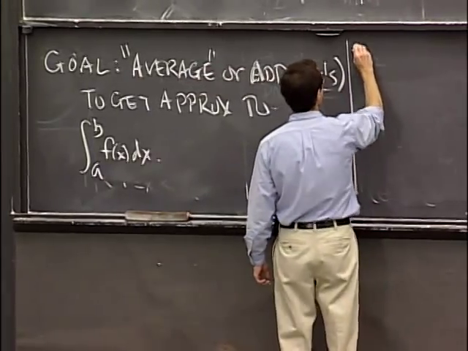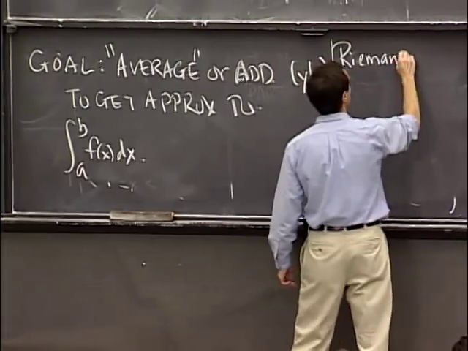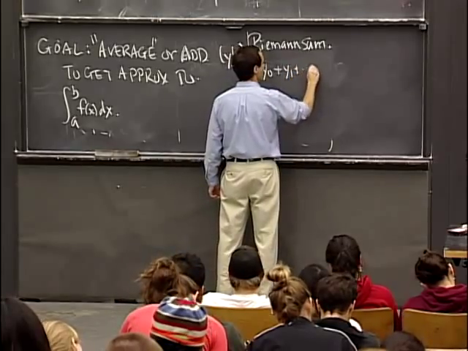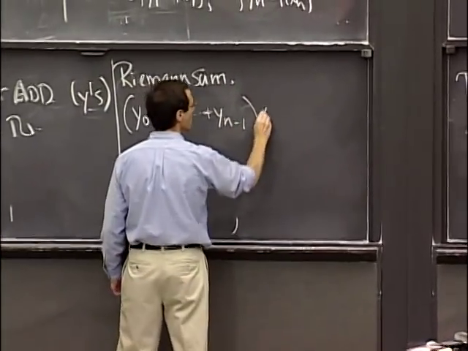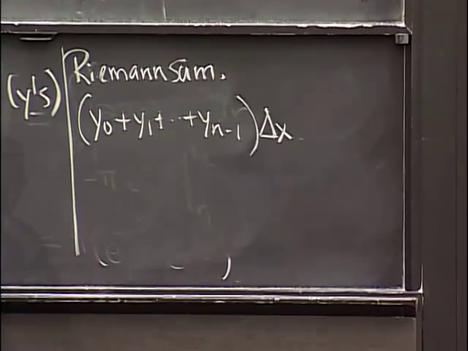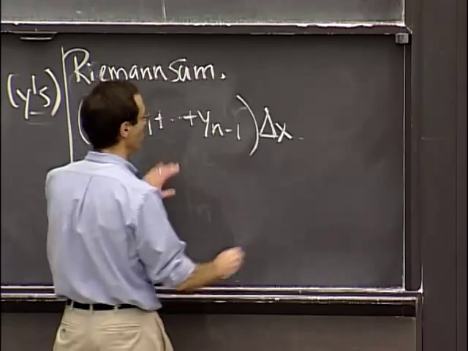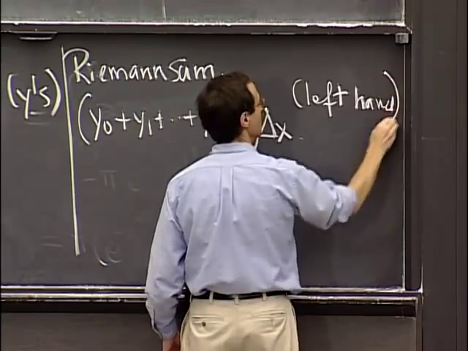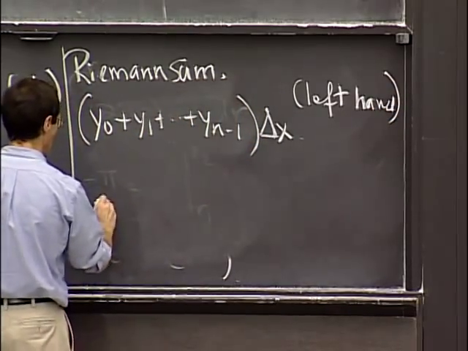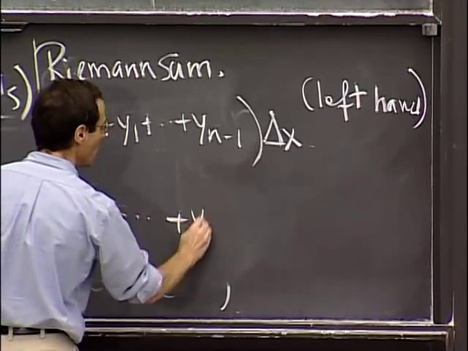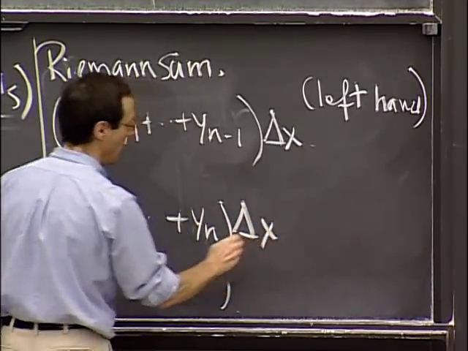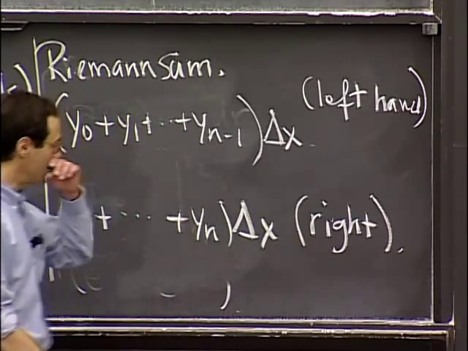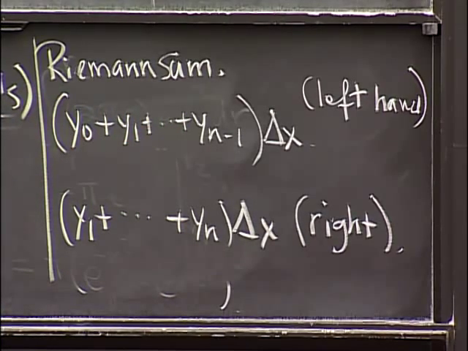So here's what the Riemann sum is. It's the following thing. You take y0 plus y1 plus up to yn minus 1, and you multiply by delta x. That's it. Now this one is the one with left endpoints, so the left-hand sum. There's also a right one, which is if you start at the right-hand ends, and that will go from y1 to yn. Okay, so this one is the right Riemann sum. All right, those are the two that we did before.